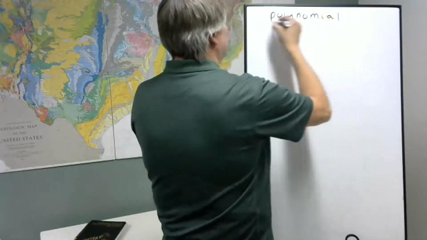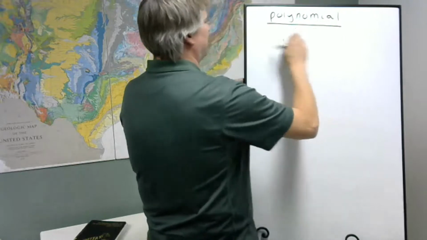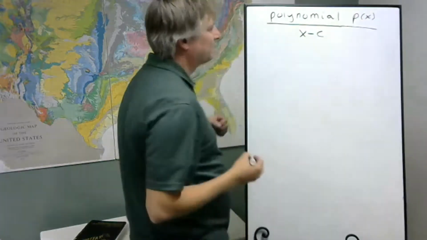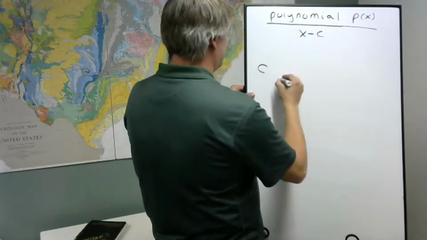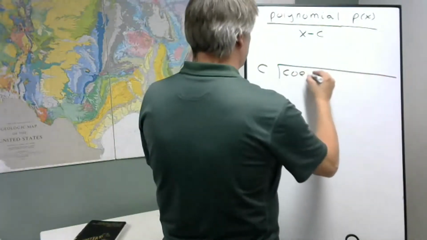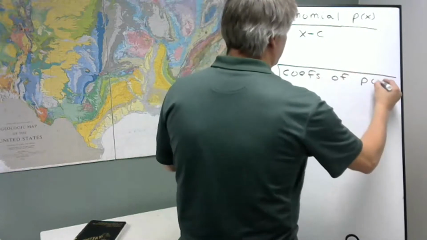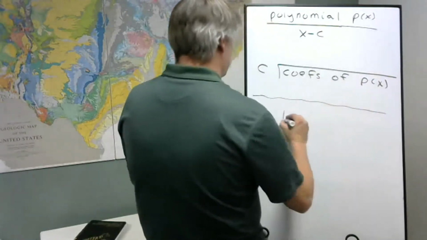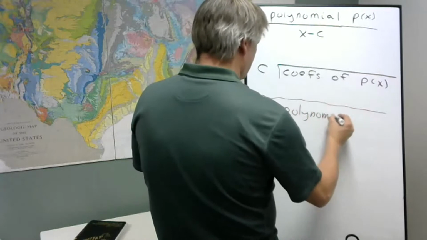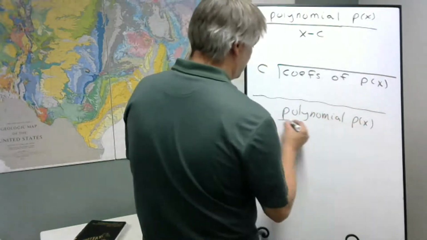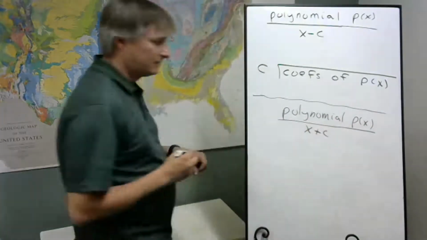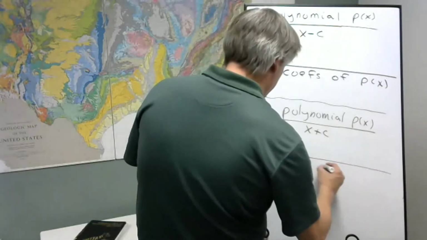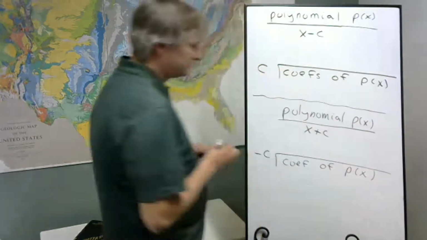So let's say we have polynomial p of x, divided by x minus c. The way we set it up is we'll take c, we have the coefficients of p of x. Or if we have polynomial p of x, x plus c, then we're working with negative c in the coefficients of p of x.